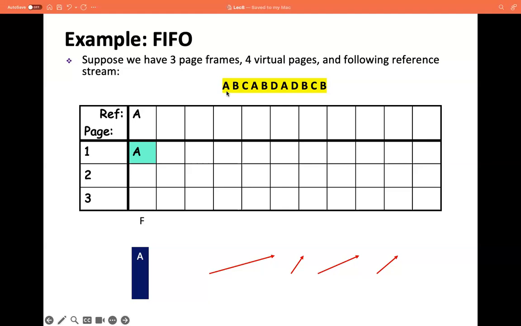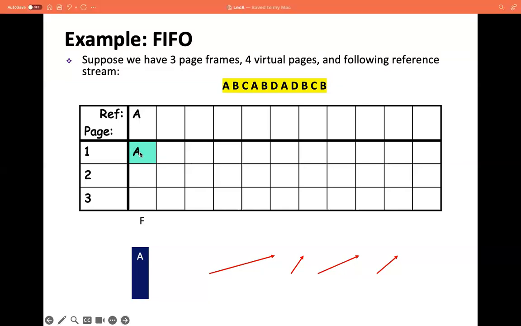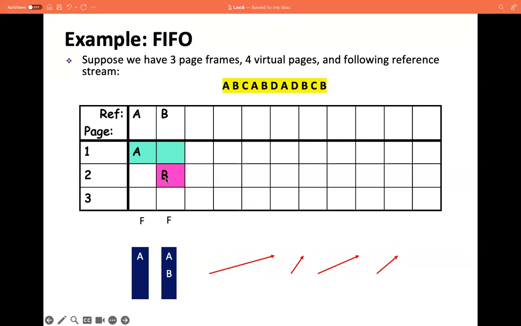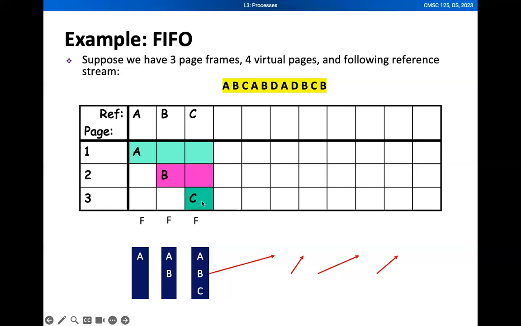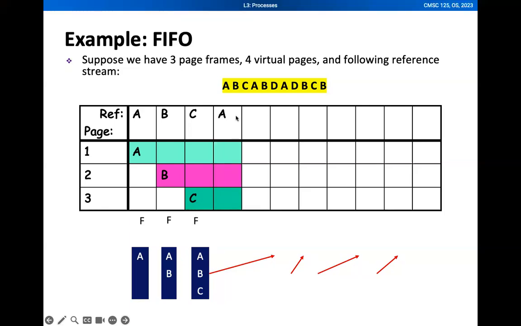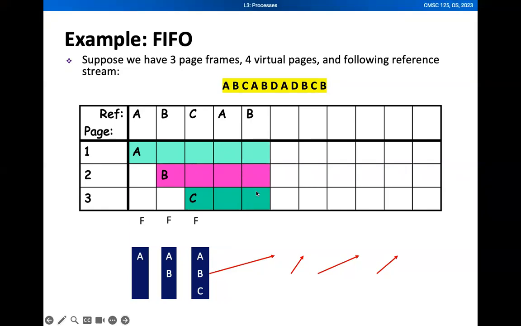So let us start with A. It is first in, first out. Let's say we load A here. Since A is not yet loaded in the main memory, there will be a page fault. And then B, so we still have free frames 2 and 3. Assuming we put B here, B is also not loaded in the main memory, so a page fault happens. And then C is also not loaded in the main memory, so a page fault happens. A is already loaded, so we do nothing. And then B is already loaded.